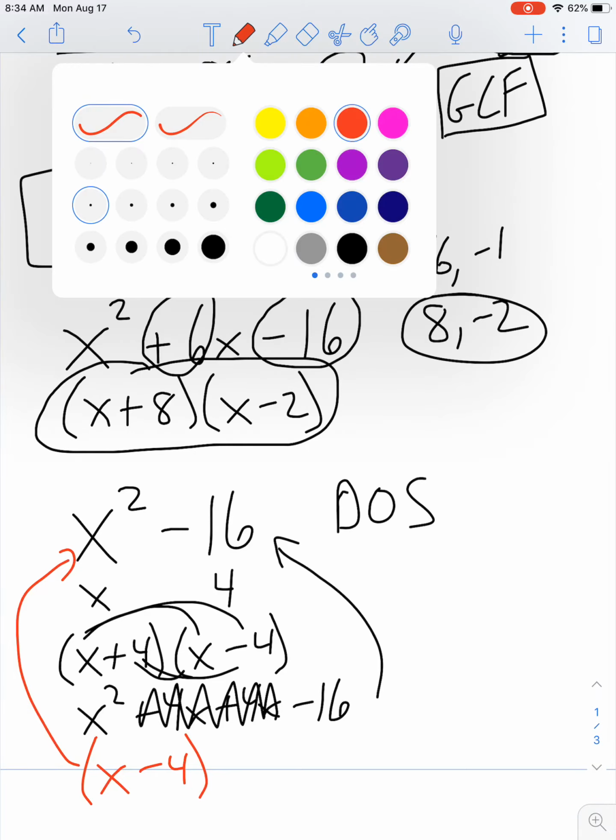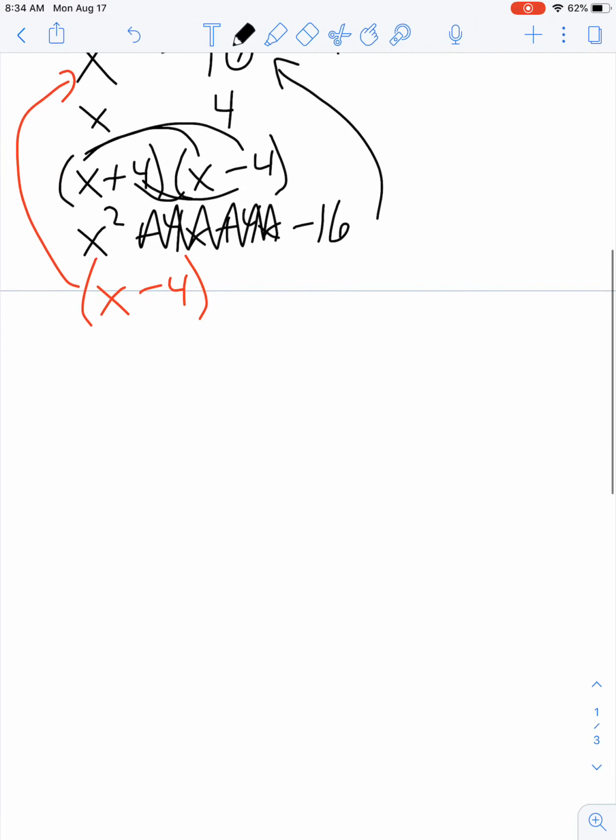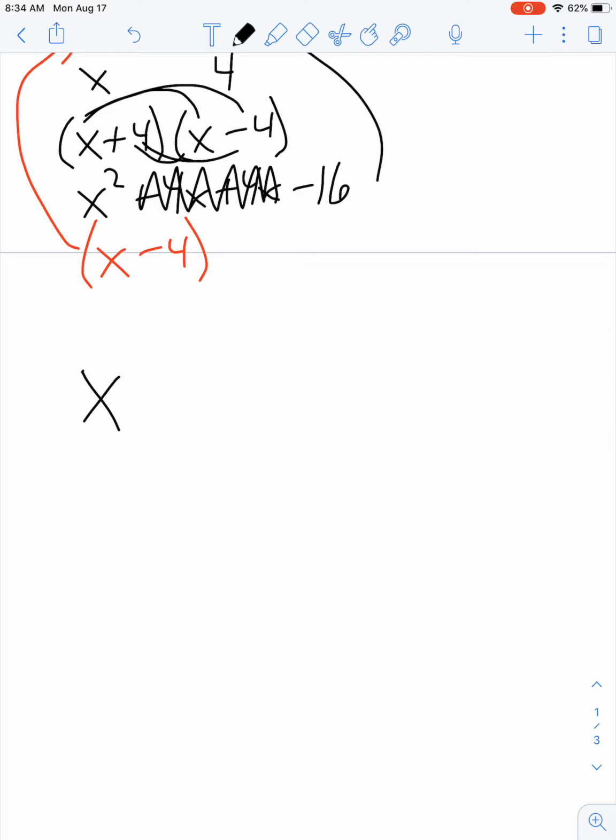I'll do just a couple more quick examples to make sure we got the hang of it. So let's do x squared minus 6x plus 8. I always look for GCF. There isn't. I can't take anything out of all three of these terms.